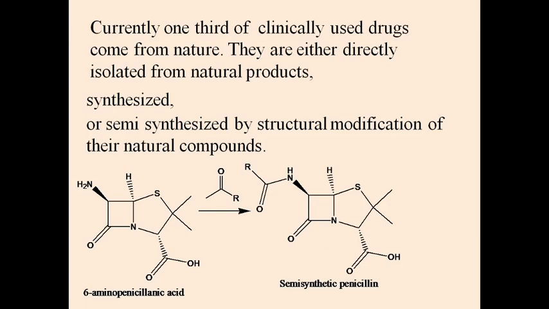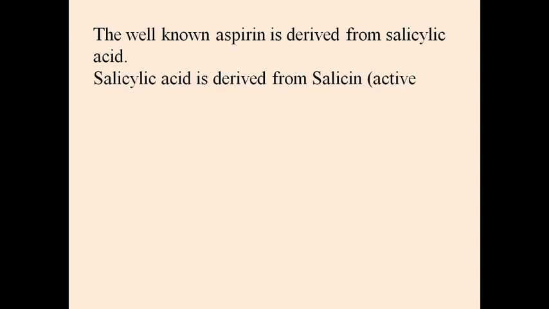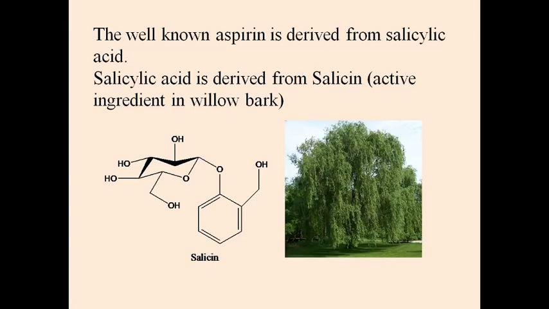modification of a natural compound. The well-known aspirin is derived from salicylic acid, and salicylic acid is derived from salicin. Salicin is an active ingredient in willow bark, and this is the structure of salicin. You can see here a sugar moiety is attached to an aromatic ring, and this salicin is obtained from the willow plant.